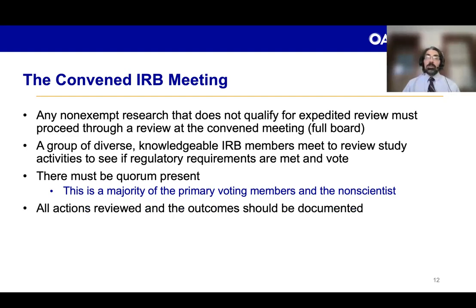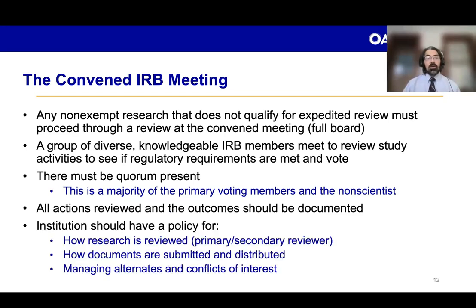Now the IRB can vote to approve research, require changes for approval, disapprove, or table the research before them. Approval only occurs when a majority of those primary voting members who are present at the meeting vote for or yes for the action item. The IRB minutes for the meeting should reflect each item discussed, the major points, especially those that need to be resolved, and how each member of the IRB voted, as well as the outcome.